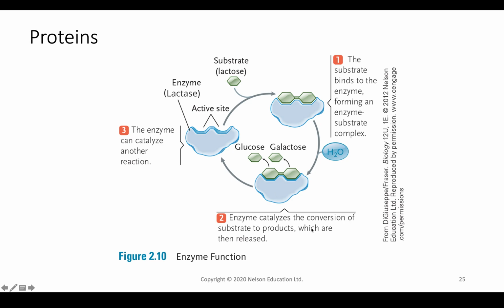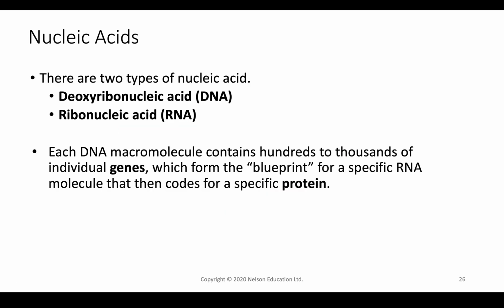So the enzyme is going to catalyze the conversion of the substrates, in this case lactose, into products, in this case galactose and glucose. They're going to be released, and then the enzyme can catalyze that reaction again. And we're just going to lather, rinse, repeat, which drastically speeds up the rate of these cellular reactions, because the chances of lactose actually breaking down into these by itself, although it still will happen, is going to happen at a much substantially slower rate.